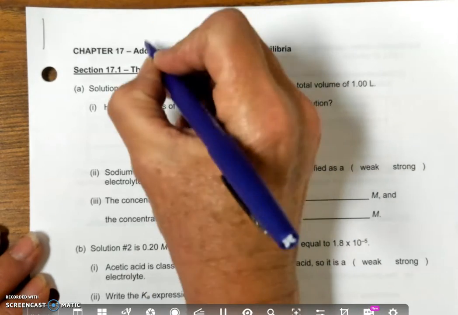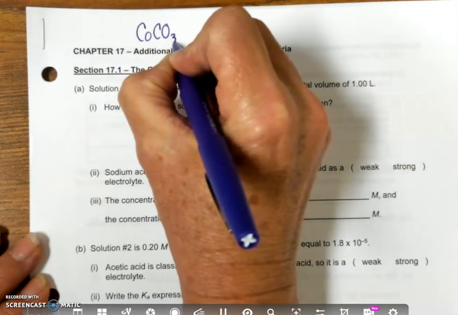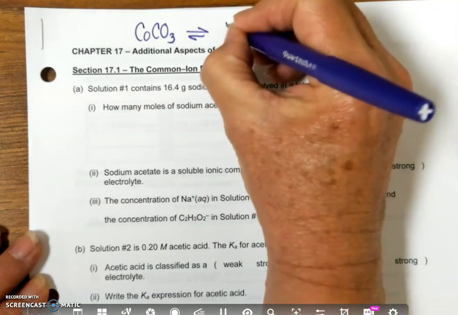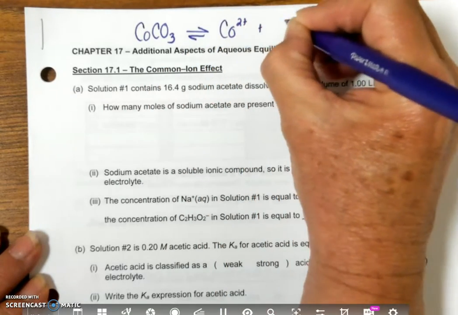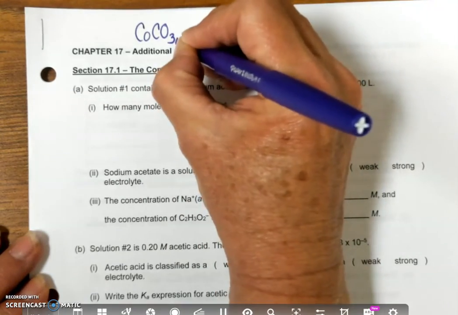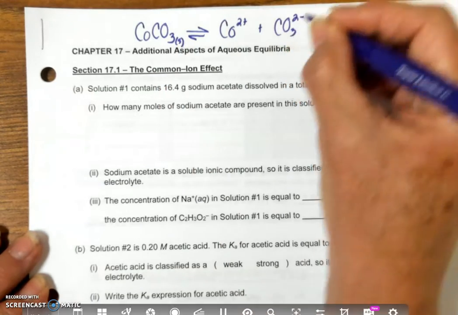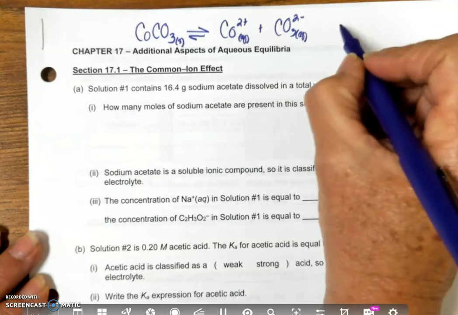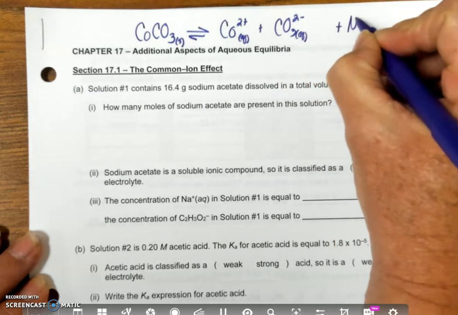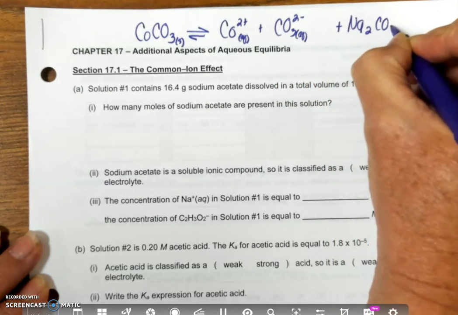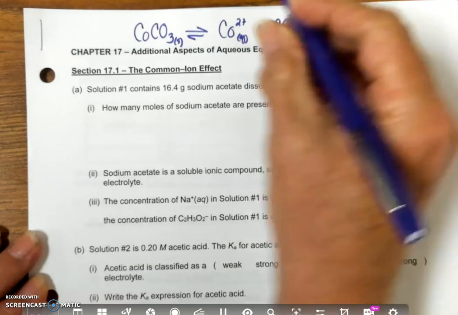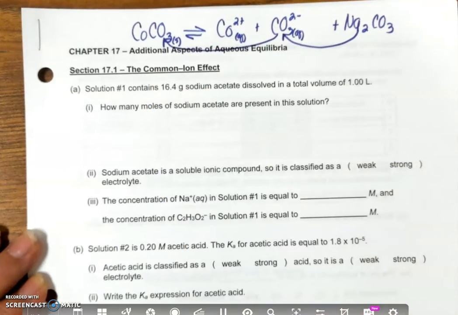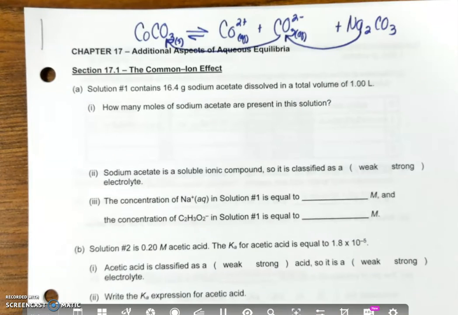Now, the common ion effect is something that we saw when we looked at solubility equilibria. So if I have a solid, we'll call this some kind of salt, and it dissociates into its ions. If I were to add, let's say, sodium carbonate to this, it would shift the equilibrium in this direction, and the salt would become less soluble. This common ion effect we saw with solubility equilibria.